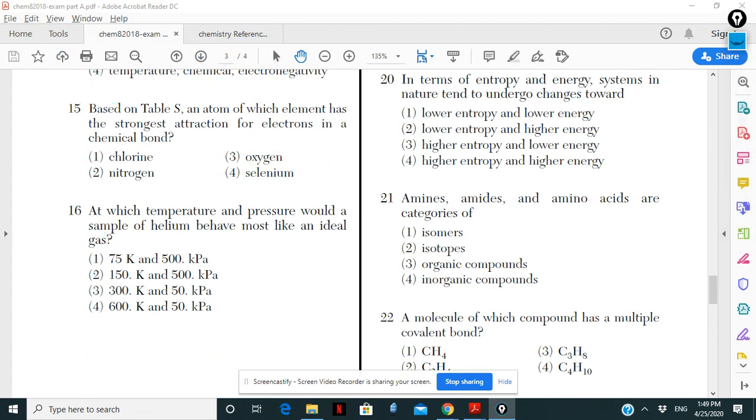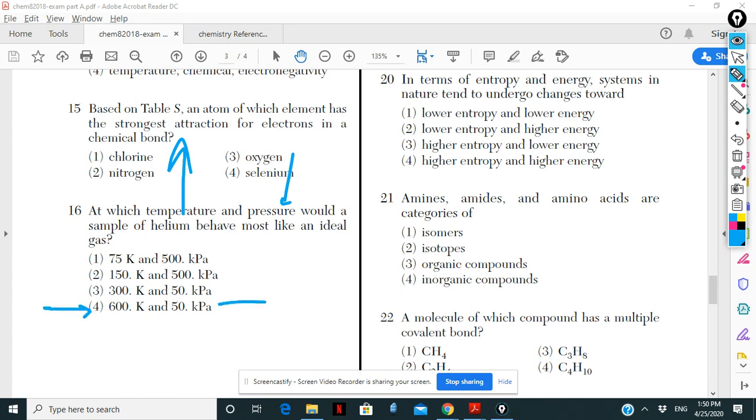Question number 16. At which temperature and pressure would a sample of helium behave most like an ideal gas? Again, it should be high temperature, low pressure. The highest temperature here is 600, and at the same time the lowest pressure. So I'm looking for high temperature, low pressure. So the answer is 4.